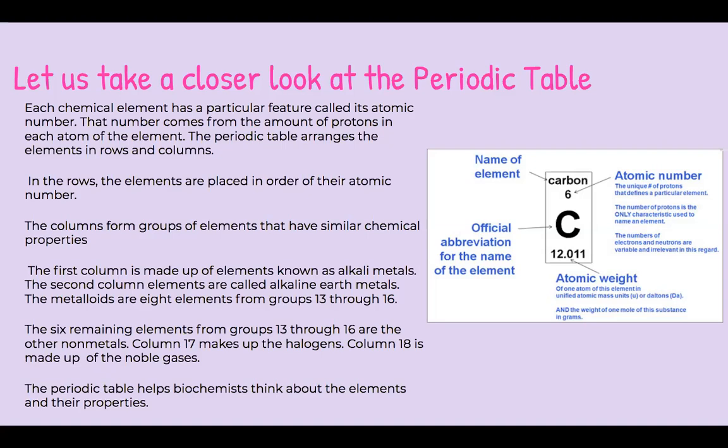So column 17 is made of halogens. Column 18 is made up of noble gases. So it is very important to know that.